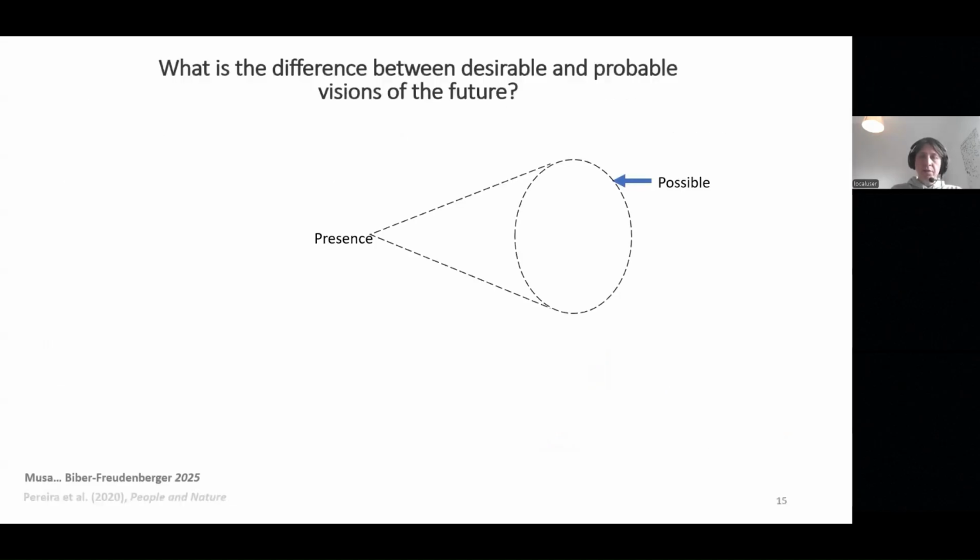So if you think about it, if you have the present, then of course there are multiple potential futures possible, but some of them are maybe not very probable. But others are. So we narrow it down to the probable futures. But even then, there might be some which I think are more desirable, which can be probable or cannot be probable, but it's what I wish for. So I maybe want to have certain things in the future.